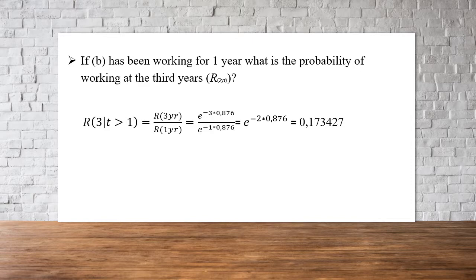We know this is the conditional probability that we use because we know that it has been working for 1 year, and the exponential distribution does not have any memory. So when it has been working for 1 year, if we want to know the probability of working at the 3rd year, we just need to calculate the reliability for 2 more years. So this is the number and the final result for the reliability of our system to be working at the 3rd year.